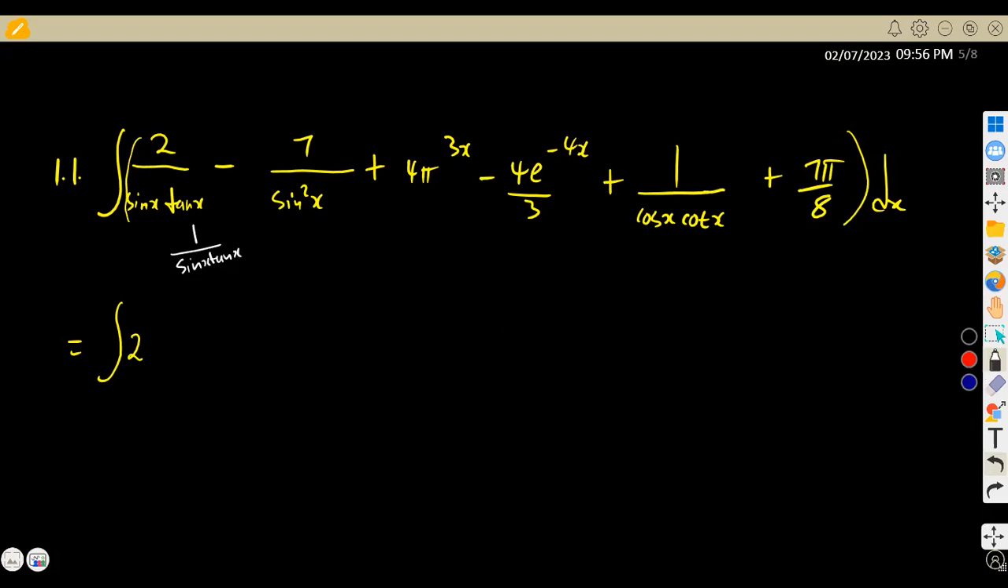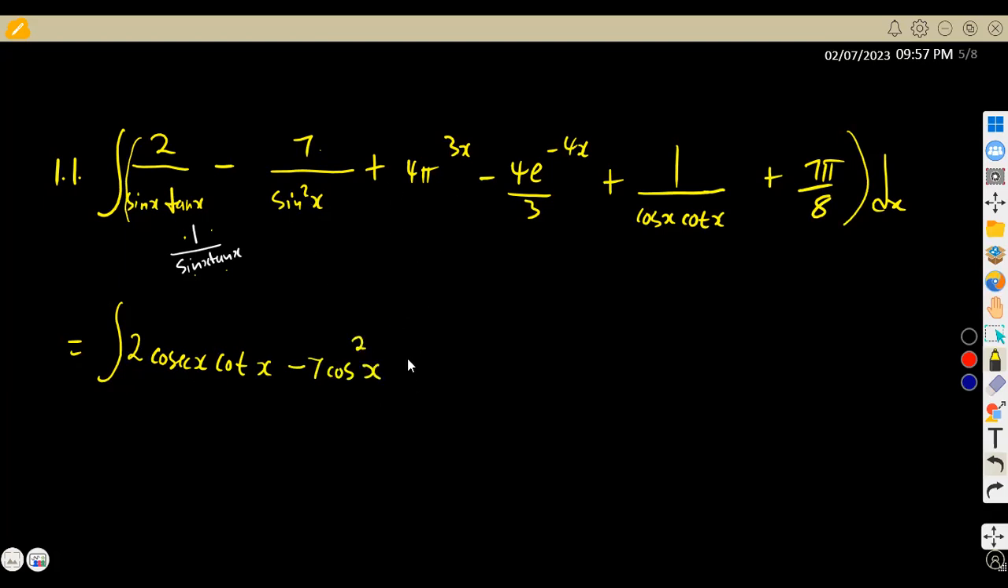All right, so back to your identities. It's not about integration, but identities also. That's trigonometry. We know that 1 over sine gives us a cosec, and 1 over tan gives us cot. So this is going to be cosec x cot x. Then we move on to 7 over sine squared. Remember that 1 over sine is cosec, so this is going to be negative 7 cosec squared x.